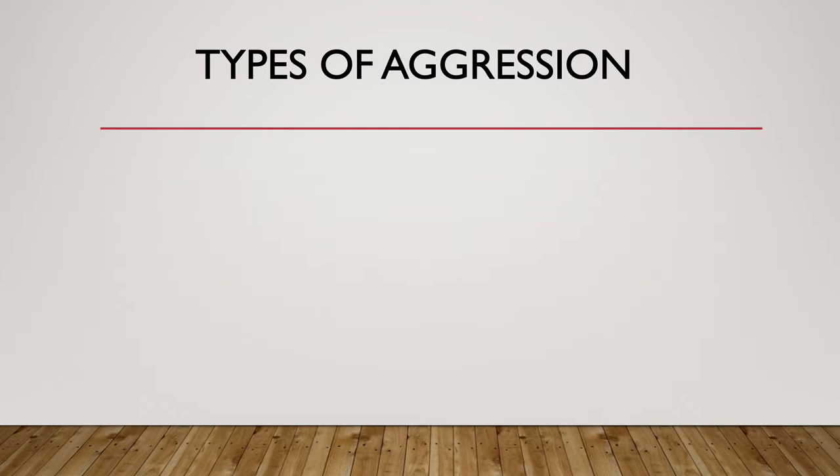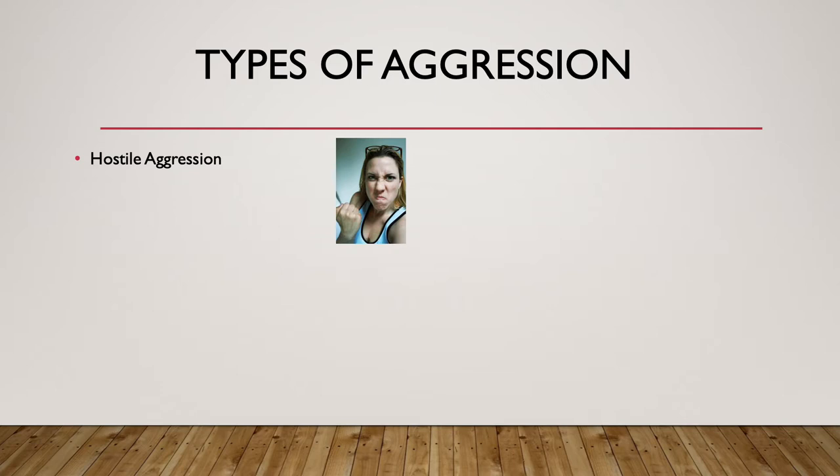So there are a variety of different ways to think about it. First, there's hostile aggression. This is the type of aggression that we often think of because it's triggered by emotions. The person has a strong feeling of anger and lashes out in some way. So aggression that's driven by a negative emotion is called hostile aggression.